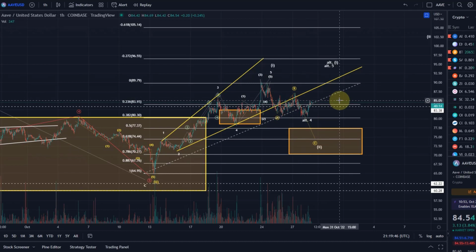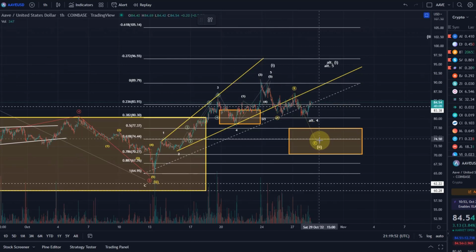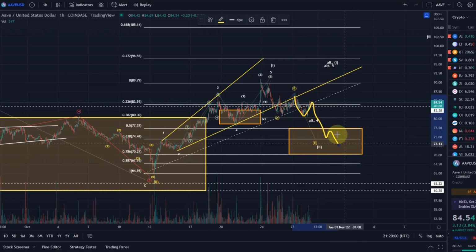So the primary expectation is that this is the wave C, and we've seen here a wave 1 down, a wave 2 up, and we should be rolling over in a 3 down, 4 up, and 5 down. It should take us into this region between $70 and 77. That's the primary expectation.